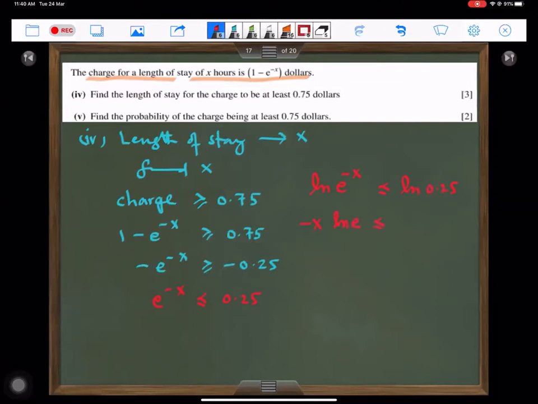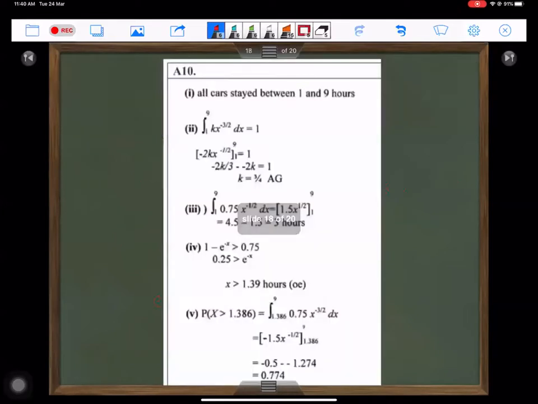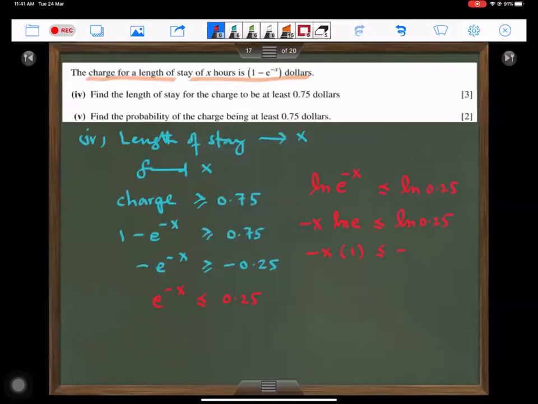Minus x ln e, and ln e is 1, is less than or equal to something negative. What is ln of 0.25? Let me have a look. That comes out to be negative 1.39. Therefore, what's the answer? x is greater than or equal to 1.39 because the inequality flips.